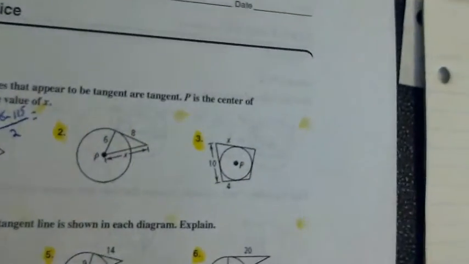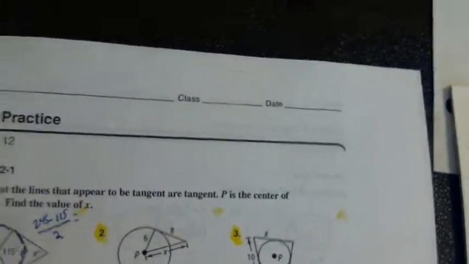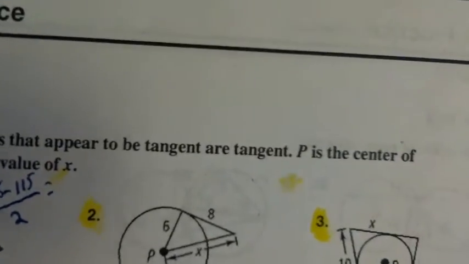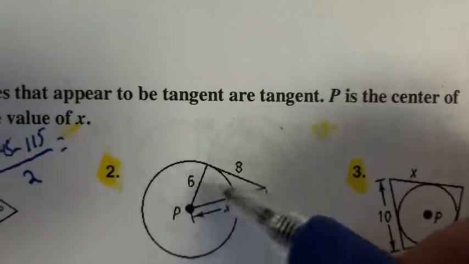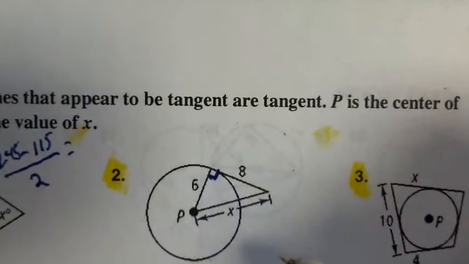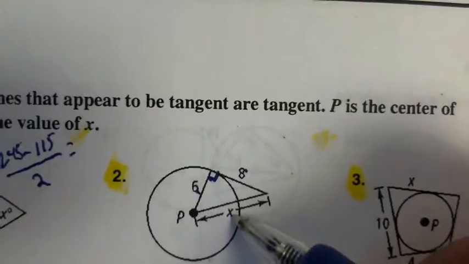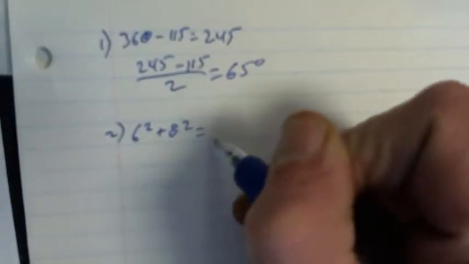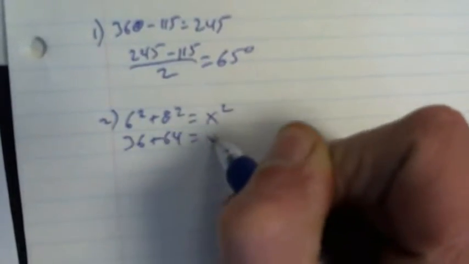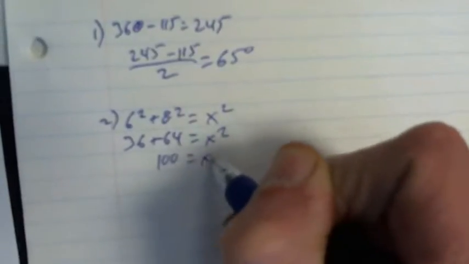Take a look at number 2. Because this is a tangent and this is a radius, these are at right angles. 6 squared plus 8 squared equals x squared. This is the hypotenuse. That's 36 and 64, 100, and x equals 10.